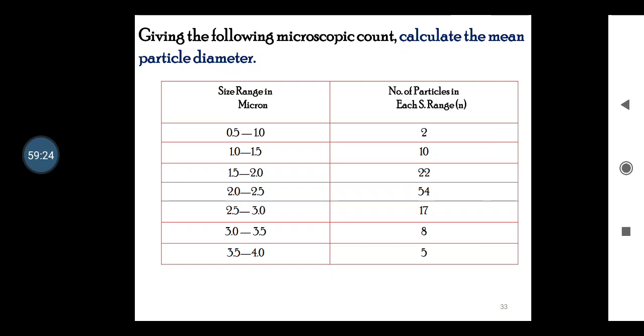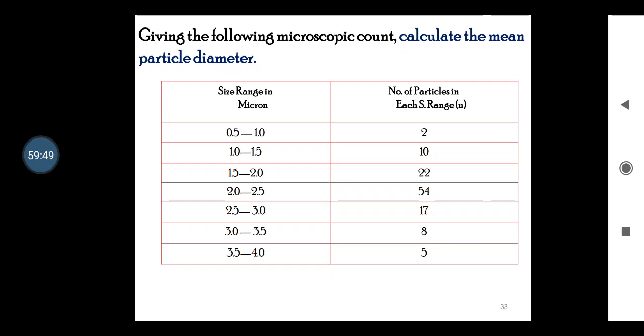Then the number of particles 10 comes in the size range of 1 to 1.5 micron. Then 22 particles, the size range in micron is observed as 1.5 to 2. And if the number of particles is 54, then the size range in micron is 2 to 2.5.